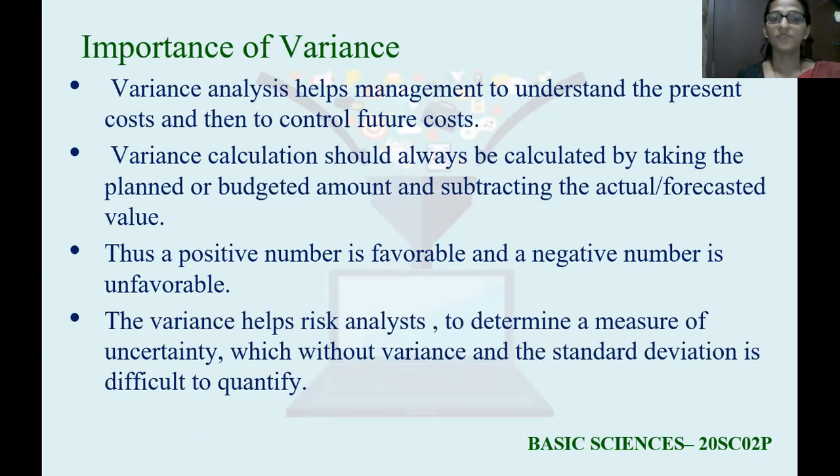Then the variance helps risk analysts to determine the measure of uncertainty, which is difficult to quantify without variance and standard deviation. Variance and standard deviation quantify market risk, market stability or uncertainty. So by looking at the value of the variance you can actually say whether the market is going well, whether the prices are rising up or falling down. So you will get a clear idea about this using variance.